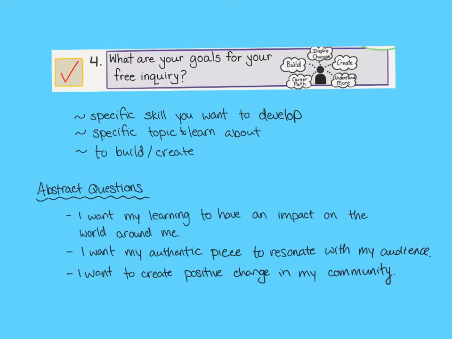Trevor Mackenzie also gives some examples of really abstract big goals or questions that his students have had, like a goal that they want their learning to have an impact on the world around them, or they want their authentic piece to resonate with their audience, or even that they want to create a positive change in the community. Now, a goal doesn't have to be dramatic. It can be simple. It's not necessarily even mandatory, but this is just a chance to think about, do you have a specific goal in mind as you are learning about electromagnetism?